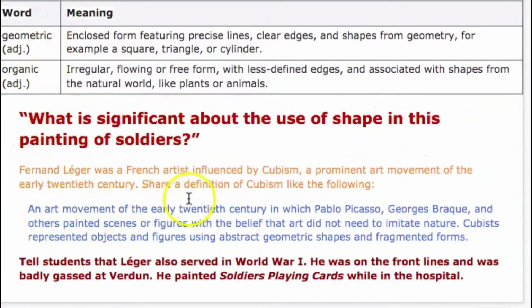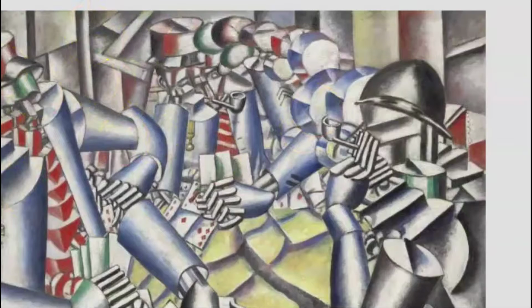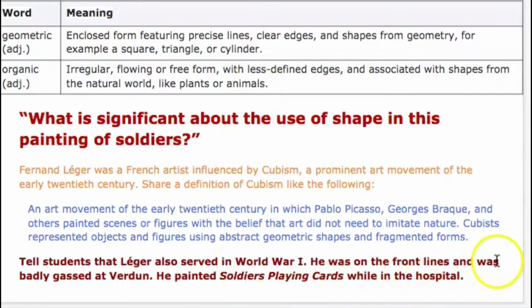Cubism was an art movement of the early 20th century in which Pablo Picasso, Georges Braque, and other painters painted scenes of figures with the belief that art did not need to imitate nature. Cubists represented objects and figures using abstract geometric shapes and fragmented forms. Léger also served in World War I, the person who painted this painting. He was on the front lines and was badly gassed at Verdun. He painted soldiers playing cards while he was in the hospital.